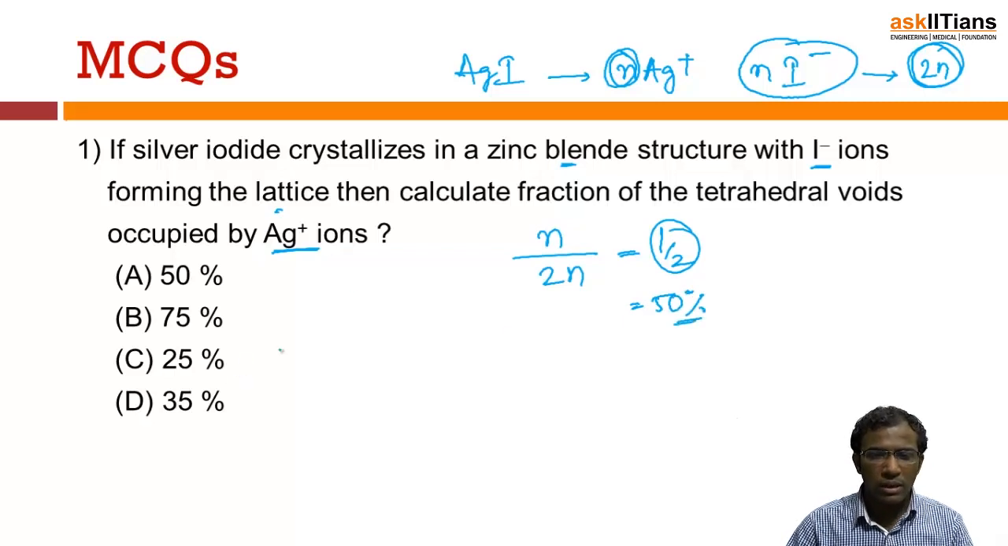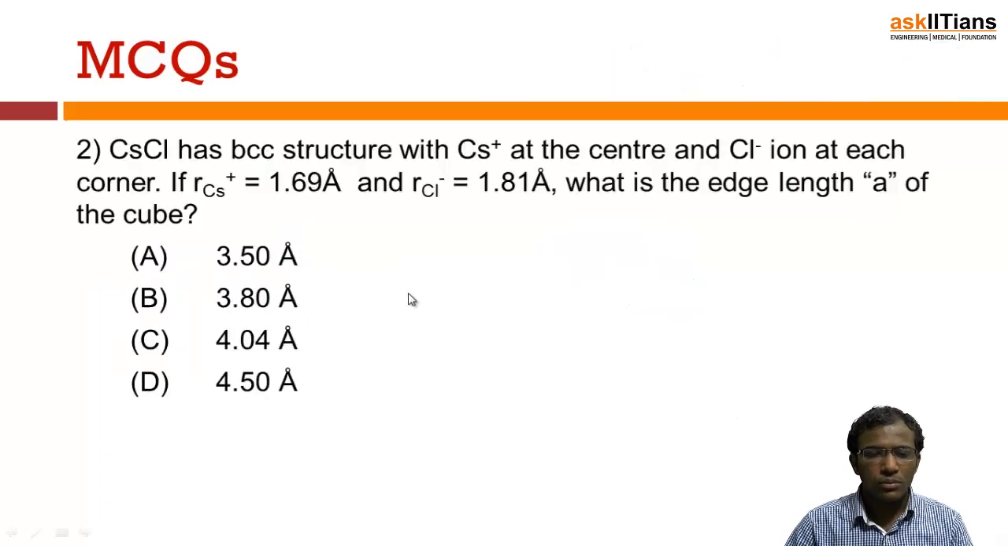That is what happens in zinc blende. The cations will only occupy 50% of all the tetrahedral voids available. So 50% will be the answer. So A will be the correct answer. Let's go to the second question.